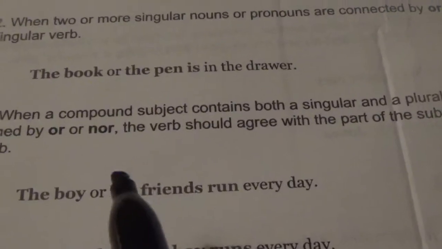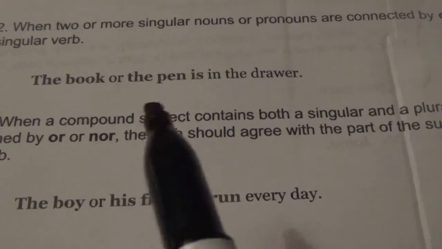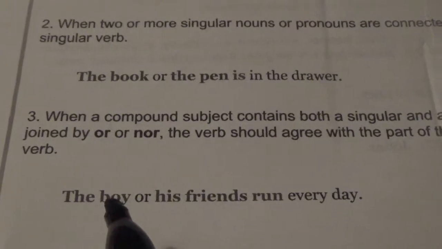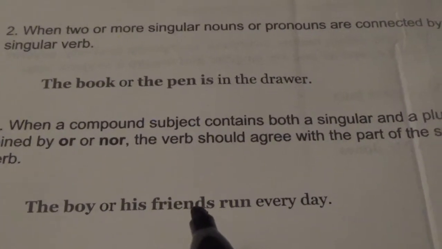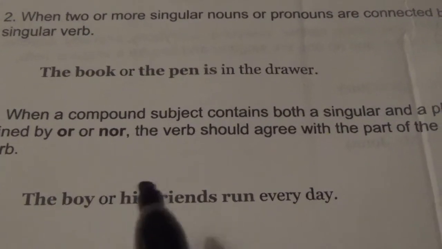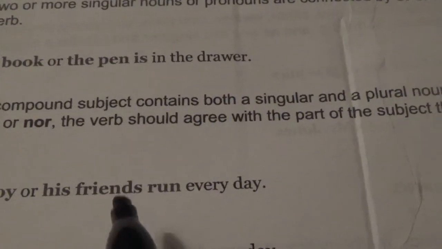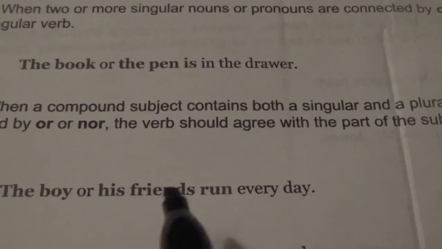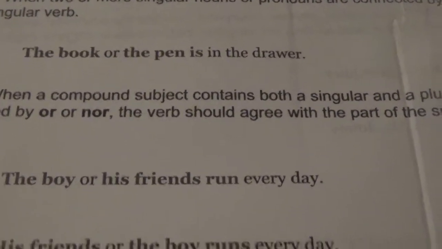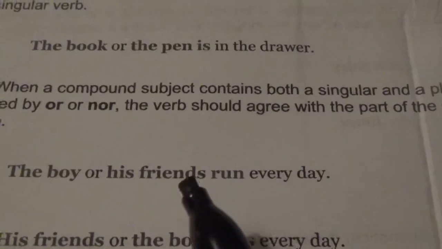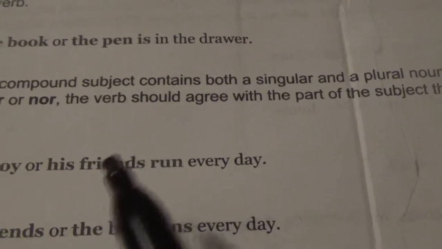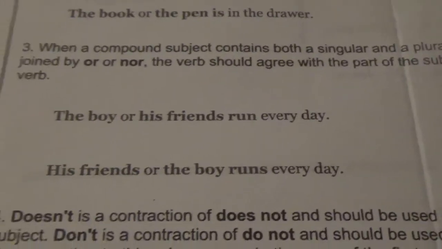Because sometimes one of your subjects is singular and one is plural. Like in this, boy is singular, friends is plural, but you're going to look at the closer subject to the verb. So you could ignore boy and just look at friends. Friends run. So the boy or his friends run. So compound subject joined by or, the verb agrees with the closer subject. Look at whatever subject is closer to the verb.